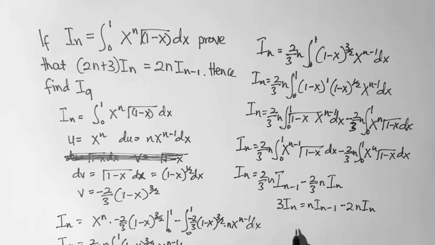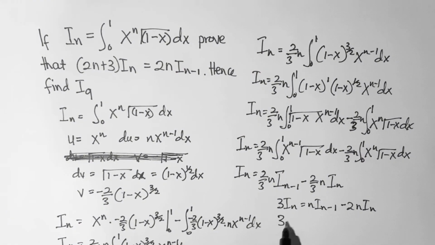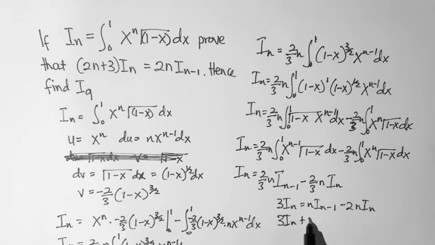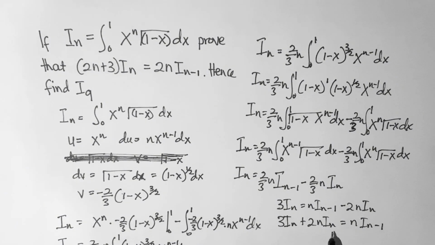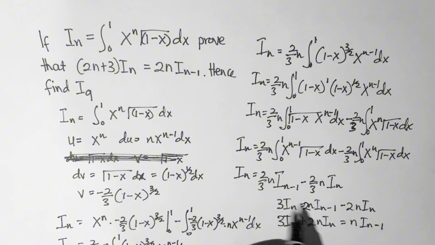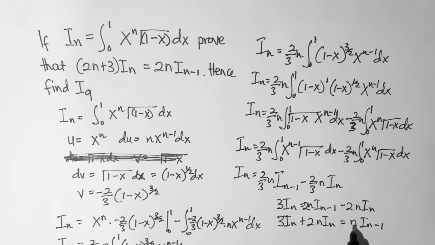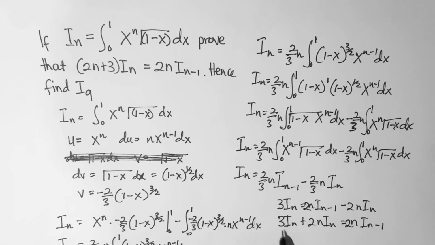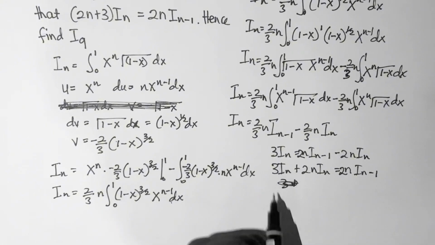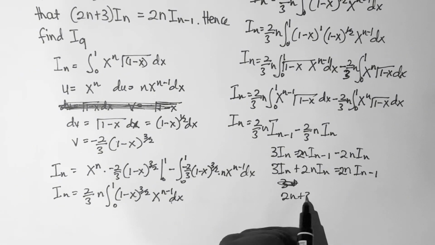So let's bring I of n to the other side. So we have 3I of n plus 2n I of n is equal to n I of n minus 1. But sorry, here's 2n, because here's 2n. So here becomes 2n I of n minus 1. So we can factorize I of n out. So this becomes 2n plus 3.